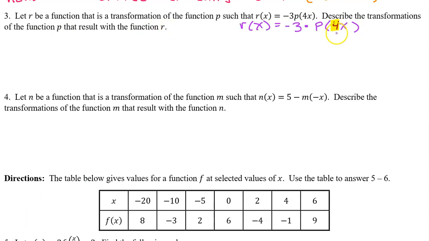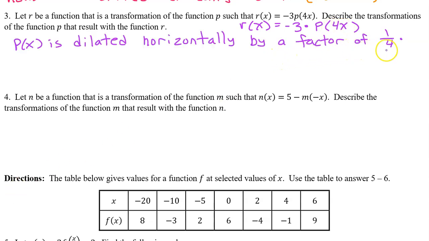Let's start with the 4. When you multiply, that's going to be a dilation, and changes that happen on the inside of the function are horizontal transformations. Also, horizontal translations occur in the opposite way from what appears in the function. So instead of a 4, you get a 1/4. p of x is dilated horizontally by a factor of 1/4.